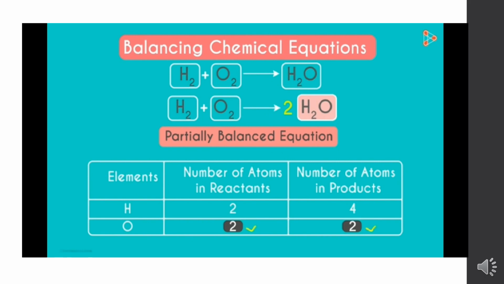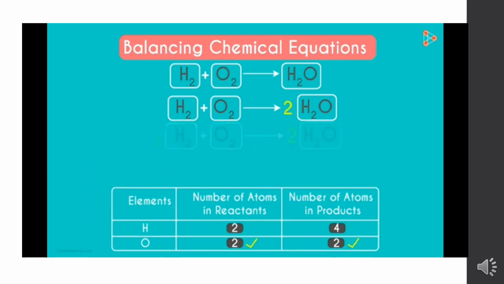H2O2, because it is incorrect. Let us go back to the partially balanced equation. The number of oxygen atoms on each side is equal or balanced now. But what about hydrogen? When we multiplied this compound by 2, the number of oxygen atoms was balanced on each side. But what about the hydrogen atom?